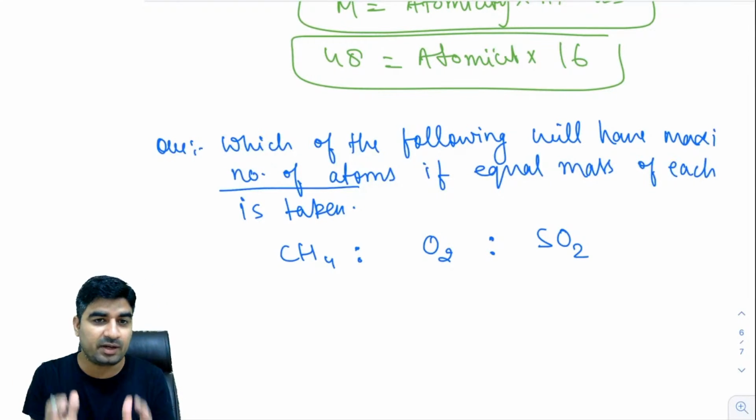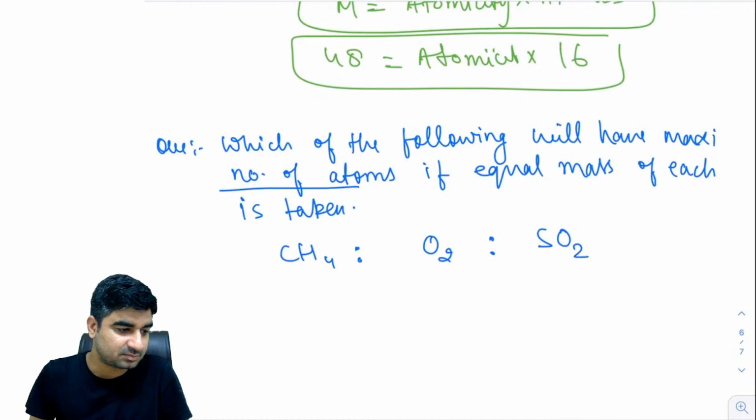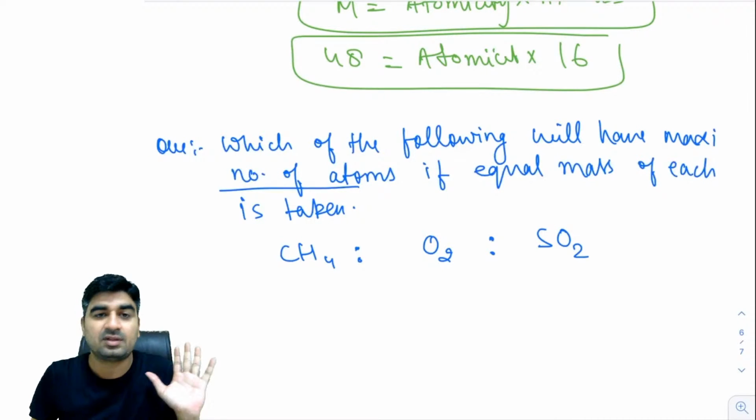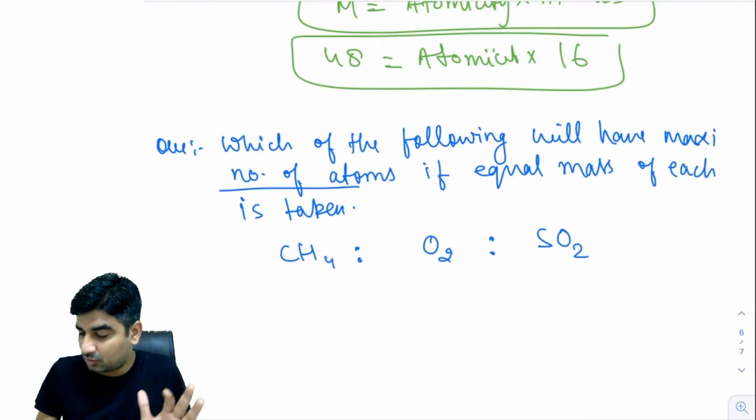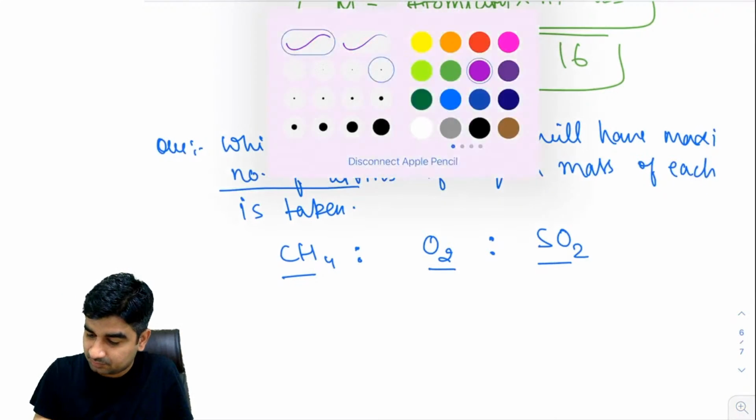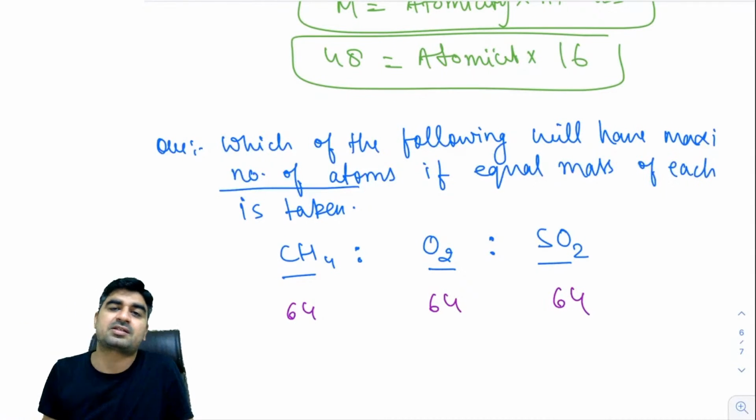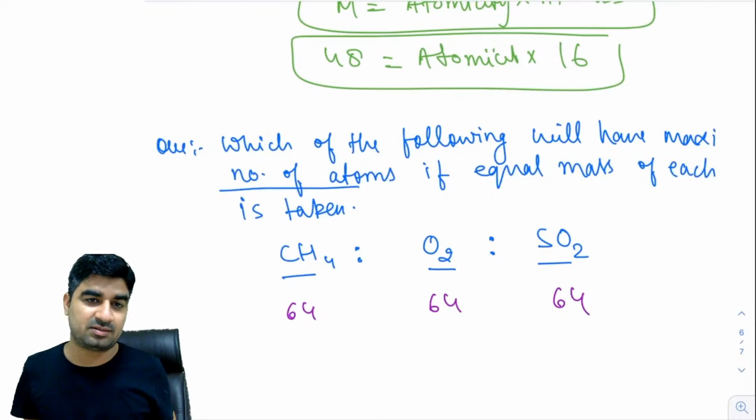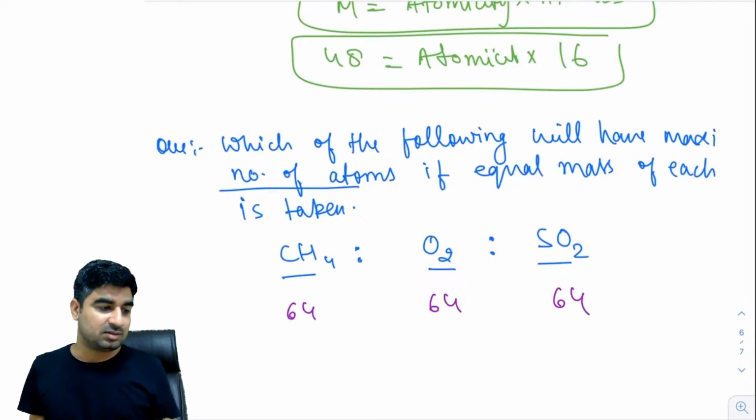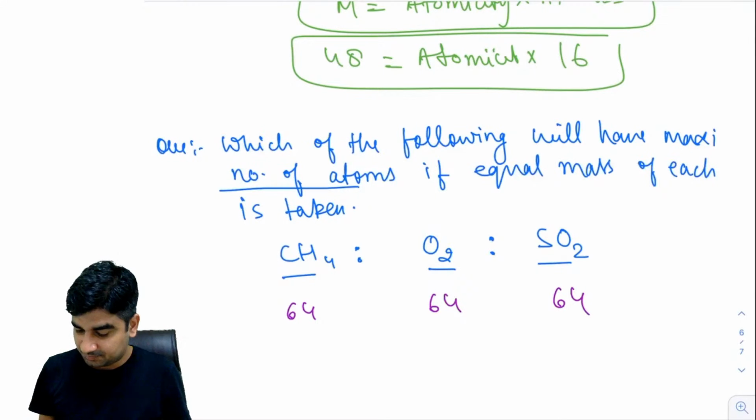See, whenever such type of problem is asked, instead of taking x, take some easy value, because whatever value you take, the answer should be the same. So here I know the molar mass of it is 64, it is 32, it is 16. I am taking 64 gram of each instead of taking x. Then the problem becomes easy. That's what I am telling you, how to do problems faster without making any guesswork.